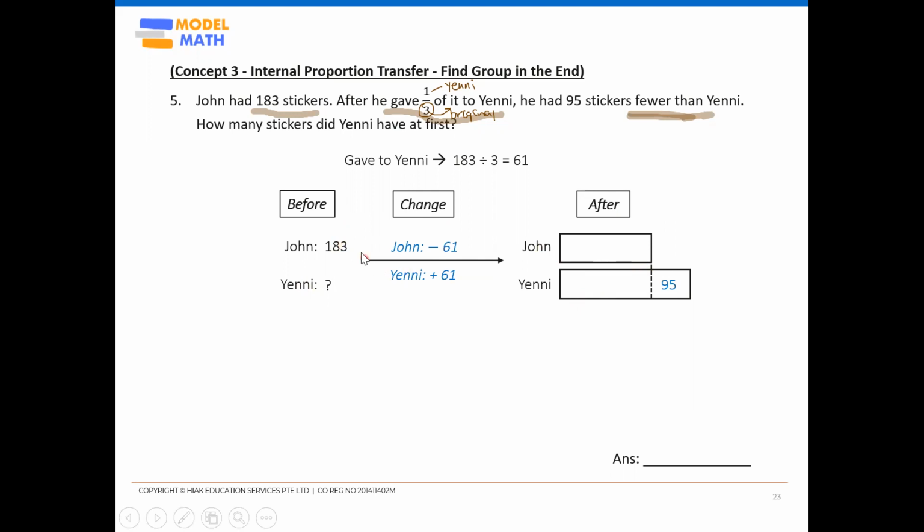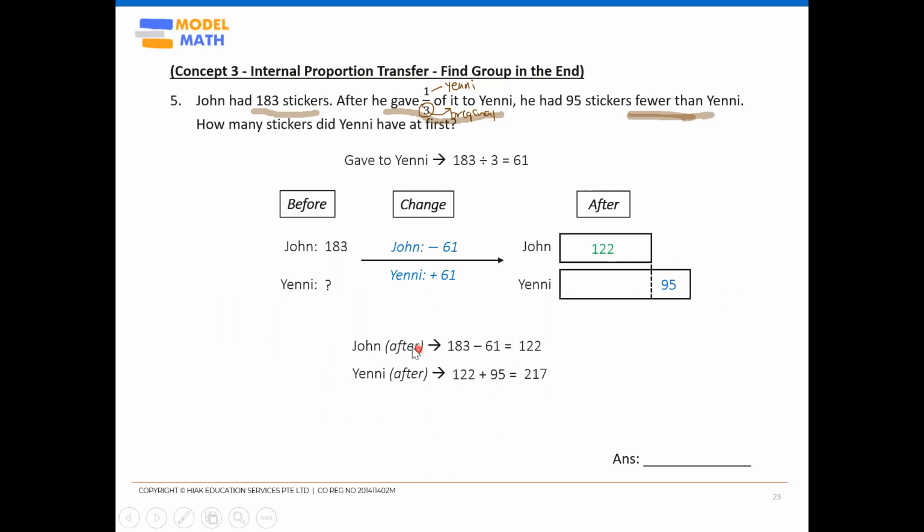So working forward means you just need to take 183 minus 61 to find John's after. So John's after will be 122. So this unit here will be 122, which also means this unit here is also 122. Can you see with this 122, I can now find Yenni's after? Because Yenni is 95 more than John. So 122 plus 95 is Yenni's after.